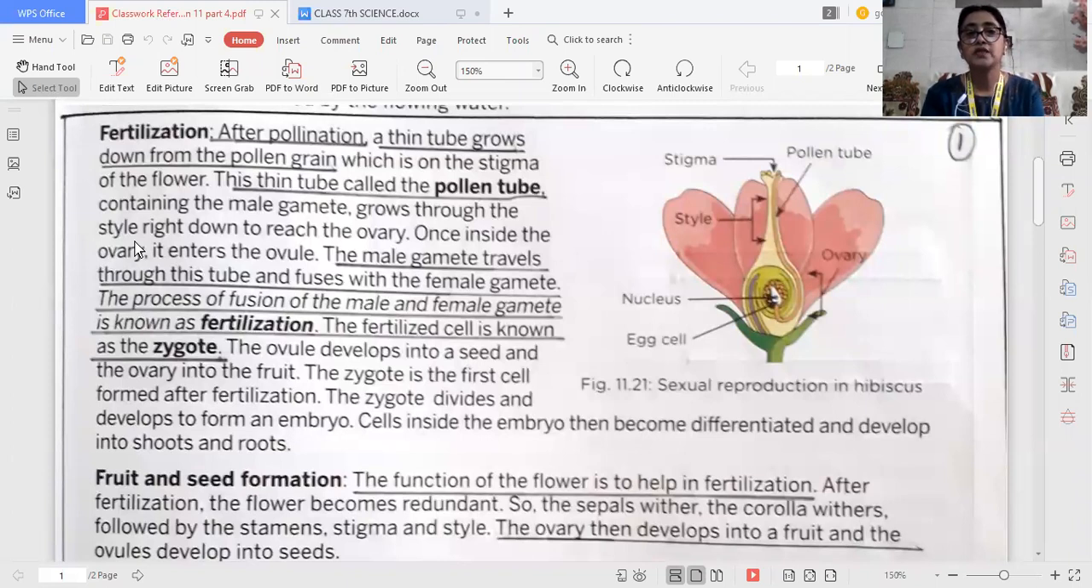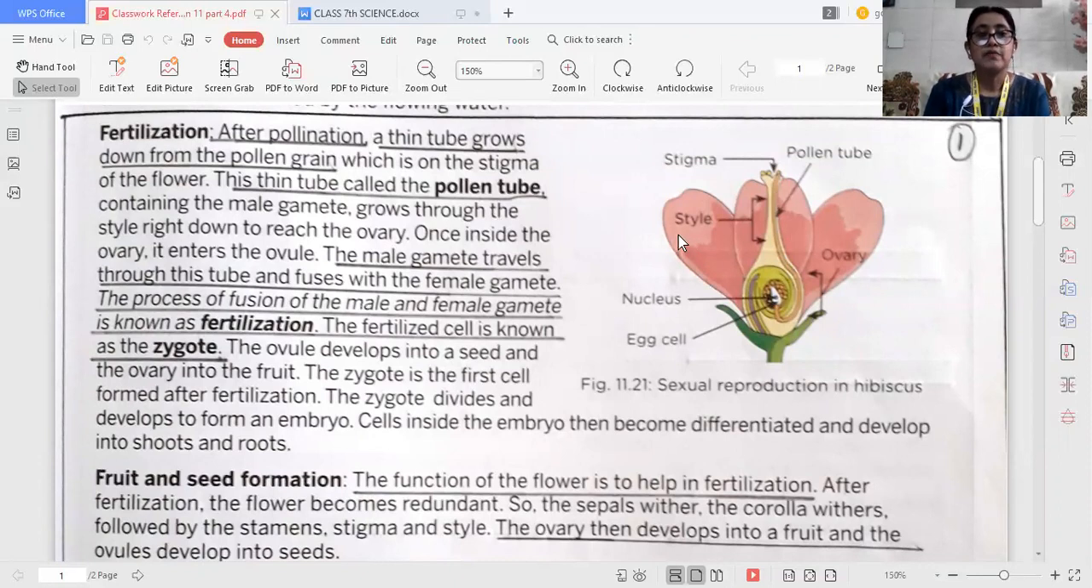So once the pollination takes place, a thin tube grows down from the pollen grain, which is on the stigma of the flower. Now you can see here also the stigma of the flower. Here the pollen grains are there and then a tube starts growing from here. This thin tube is known as pollen tube.